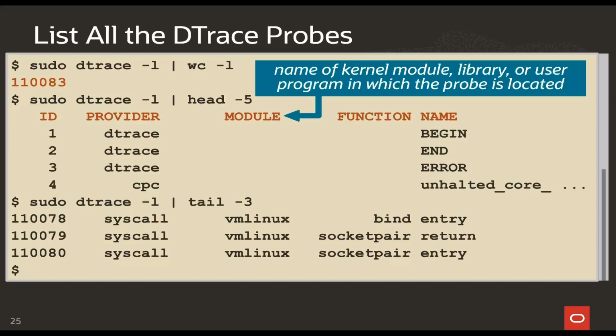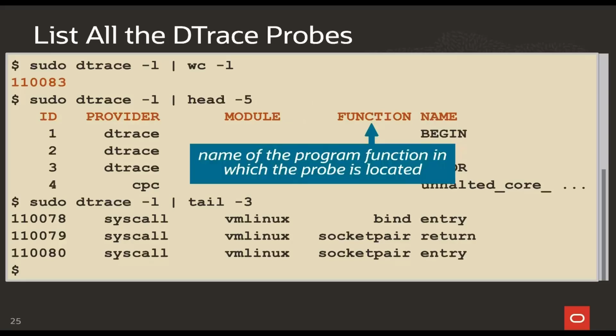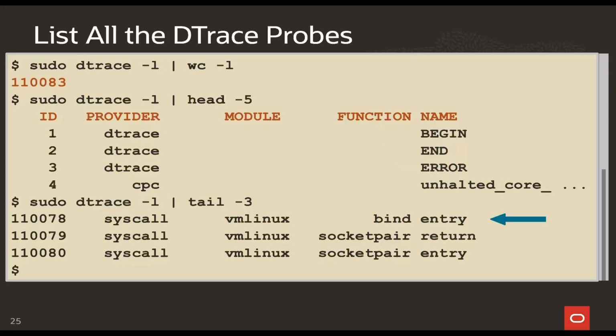It's very useful. Then the fourth column is titled function. That's the name of the program function in which the probe is located. And what we see here at the bottom of this output, we see 2 functions, bind and socketpair, and that's followed by a name, and the name is the event that you can actually probe. For example, this shows me that I can probe the entry into the bind function. Well, actually I can also probe the return, but that's not shown in this output.